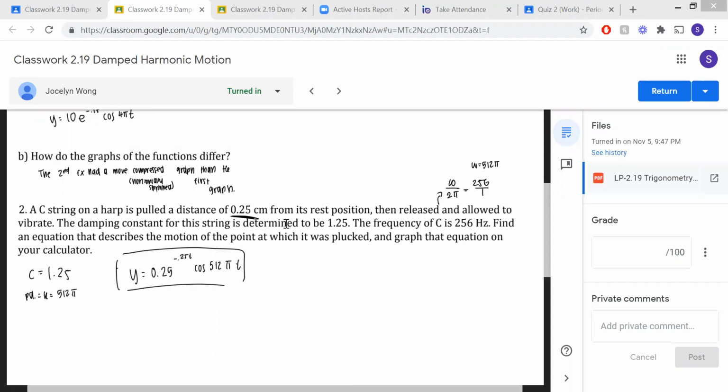All right. Yeah, very nice. So we're told that it's pulled from its rest position. If it's away from its rest position, that tells you that it's cosine. If it starts at its rest position, like 0, 0, then we know that's sine. Okay.